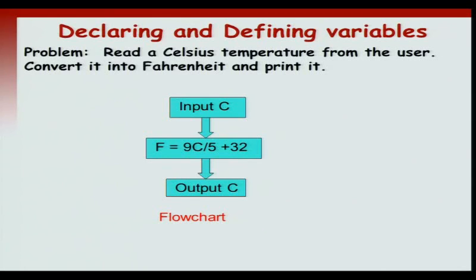We have the following very simple program: read a Celsius temperature and convert it into the equivalent Fahrenheit temperature. This is something that all of you must know. The flowchart is very simple. You have an input C, which is the current Celsius that you want to convert. Then you apply the formula F, which is 9C upon 5 plus 32.